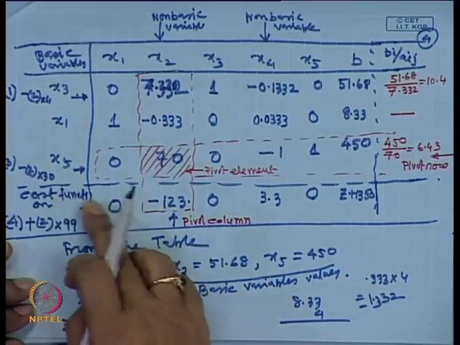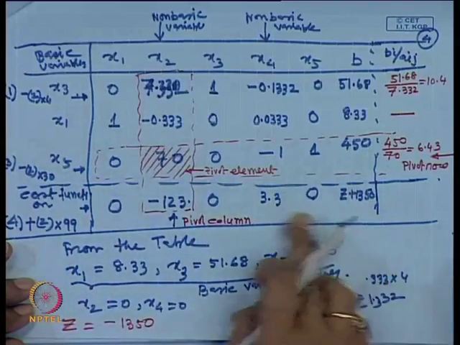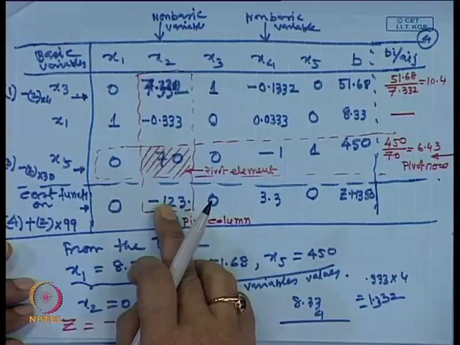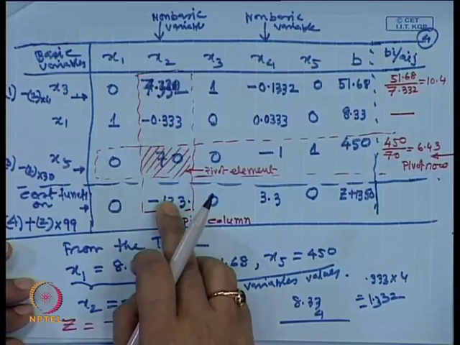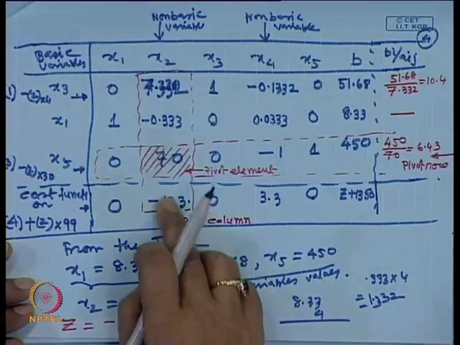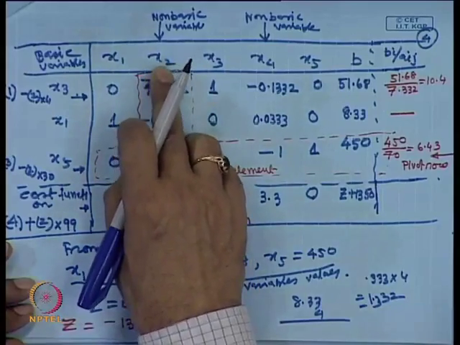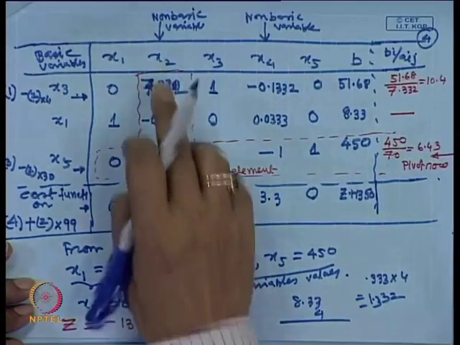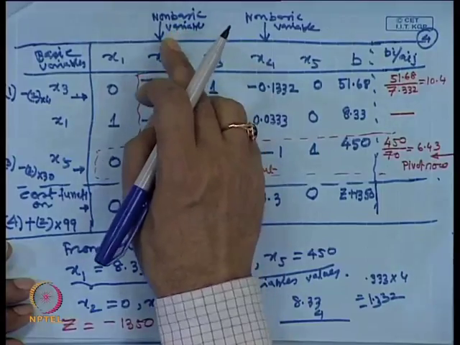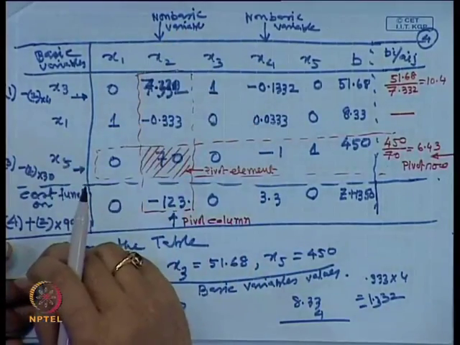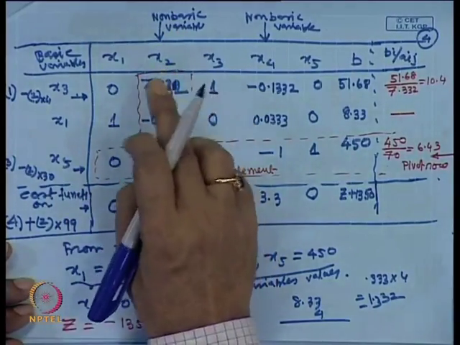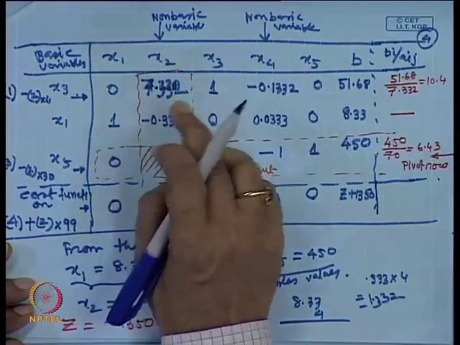First, we will see the cost function coefficients. In the cost function coefficients, the most negative coefficient will be treated as the pivot column. So, the pivot column is selected. In other words, x2 is our non-basic variable, which will enter as a basic variable. That is why x2 is called the entering basic variable.